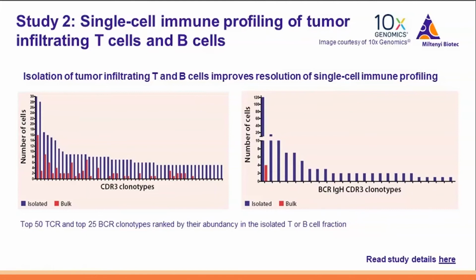So in this case, the figures show the clonotypes that were detected for the T cells and B cells, either in the bulk of the sample or the isolated cells. And you can see a clear increase in the resolution of the analysis in the isolated fraction. And only here we were able to detect some of the clonotypes that otherwise were underrepresented or not even able to be detected in the bulk of the sample.